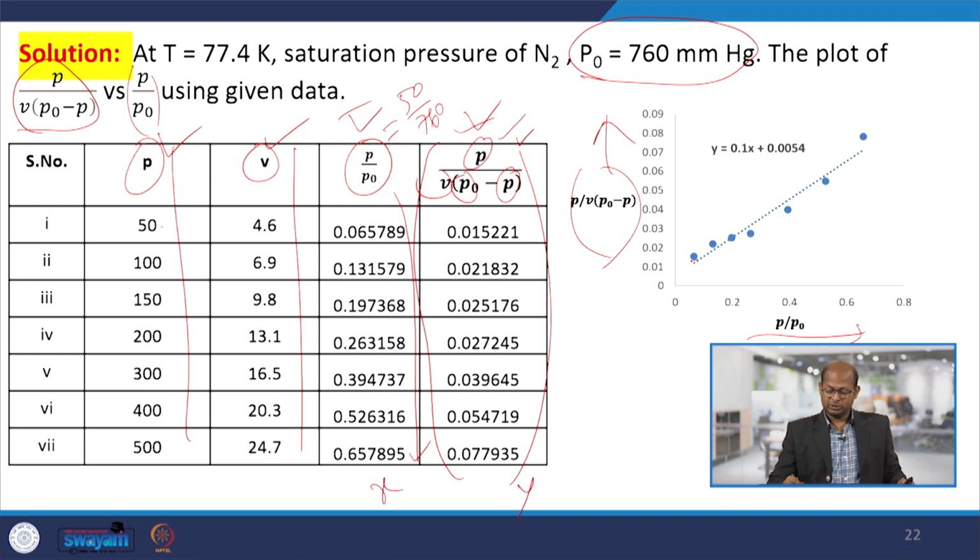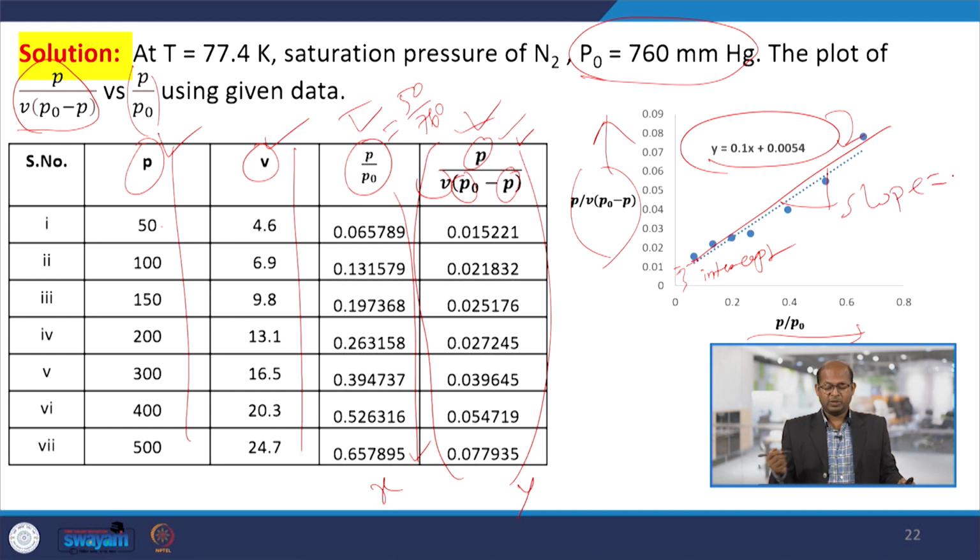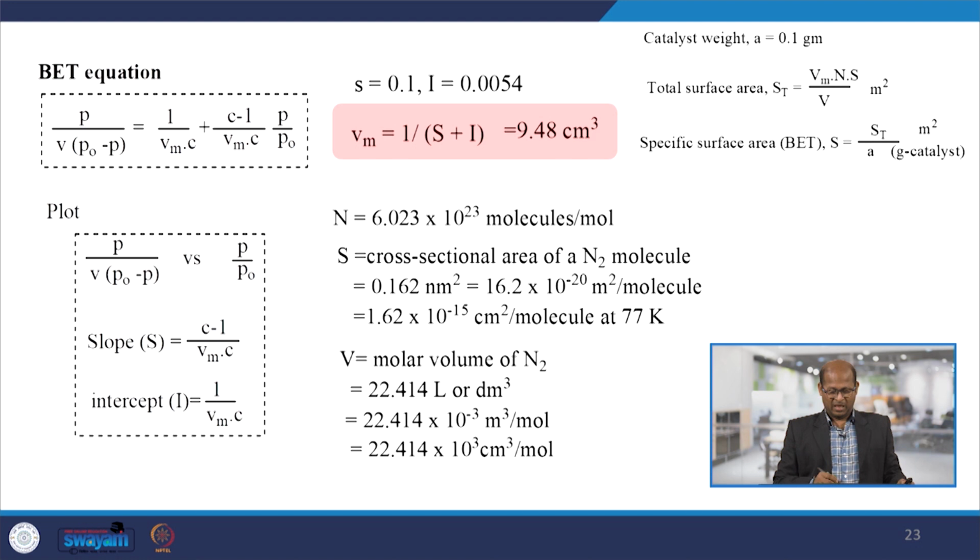If we do plot, it would be like this. So, that type of equation, these lines, represent this. From here, we can find out the slope and intercept, and some numerical value will come. So, let us say from that slope we are getting S equals 0.1, and the intercept is this.